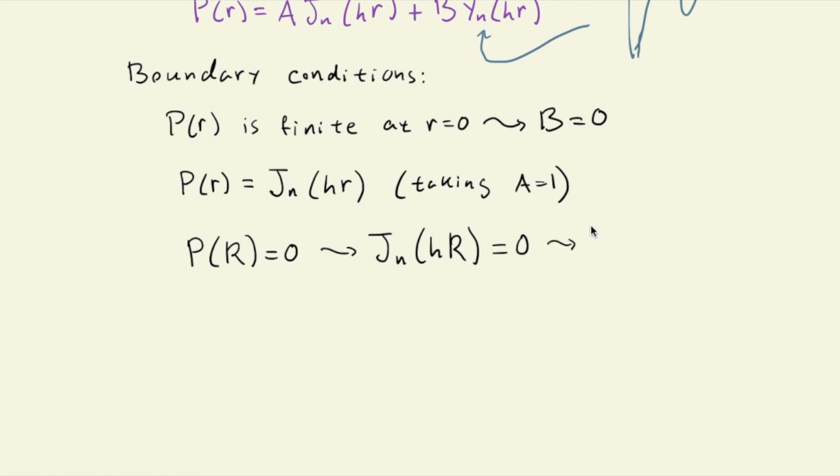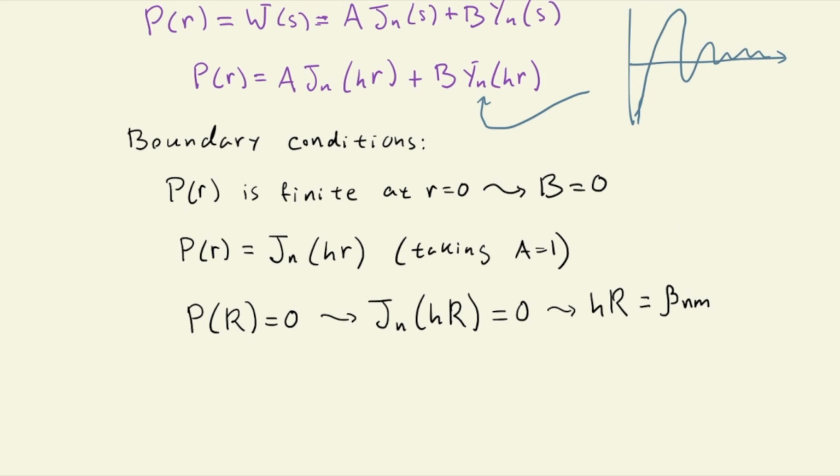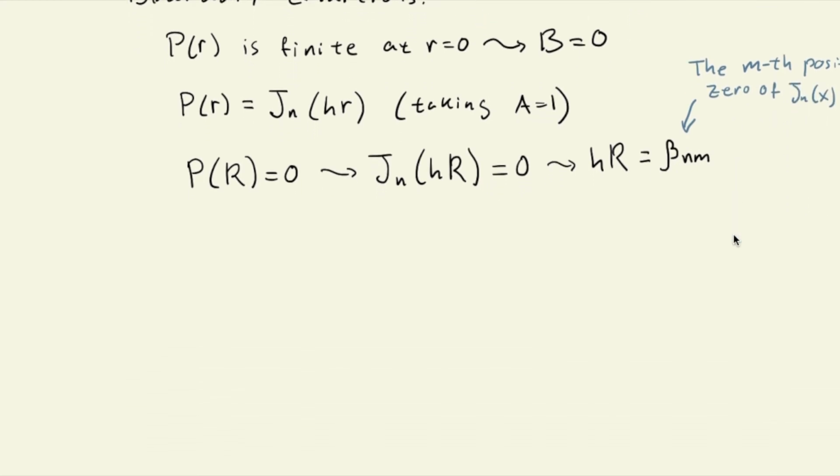Which means that h times R needs to be a zero of the nth Bessel function. We're going to denote that by beta_nm. And this notation stands for the mth positive zero of J_n(x). So what happens here, I'm going to draw a picture there.